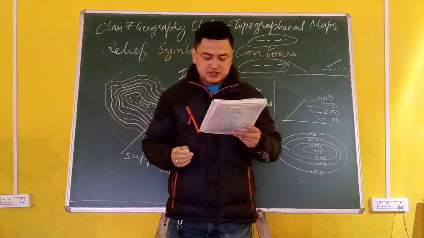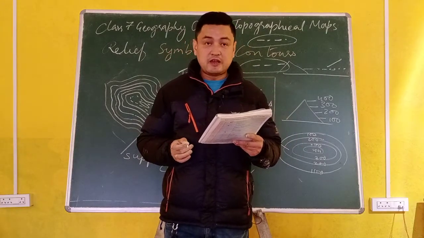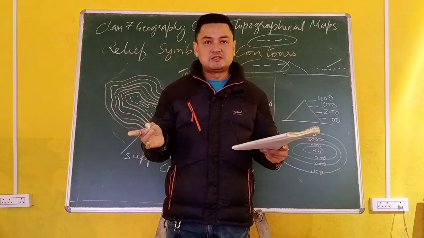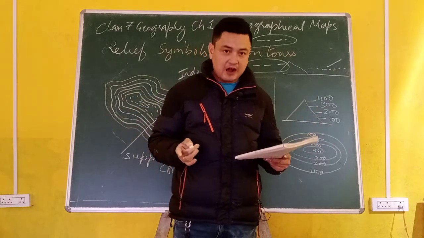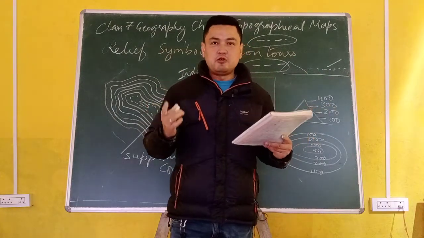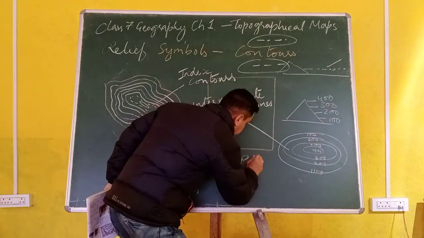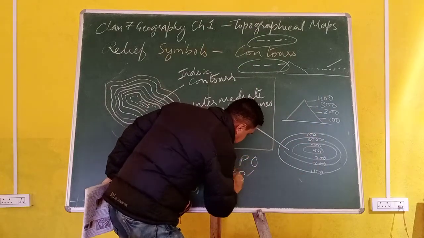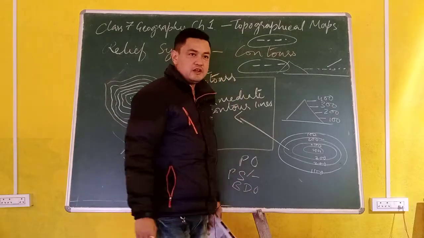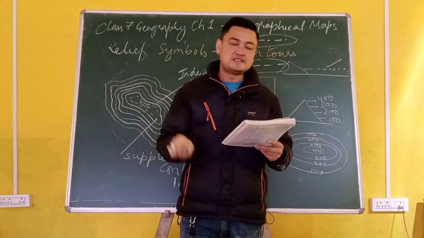Okay, orientation means the position of a particular place, and alphabets are also used. BDO, Block Development Office. PO means post office. Are you understanding? PO is an abbreviation, and PS means police station. PO means post office, PS means police station. BDO. DB, dak bungalow, is also used as an abbreviation in conventional signs and symbols.